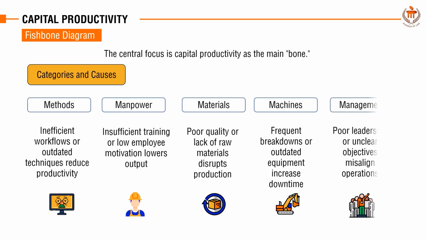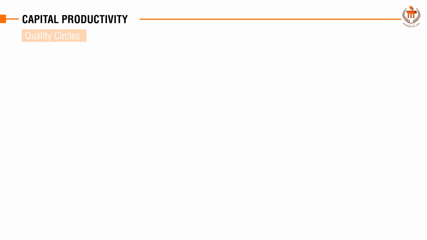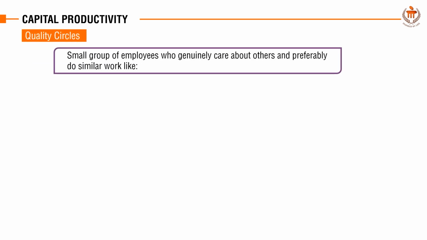And the last one is management. Effective leadership and decision-making practices influence capital productivity. Poor management strategies or lack of clear objectives can result in misaligned operations. Moving on, the fourth strategy is quality circles.